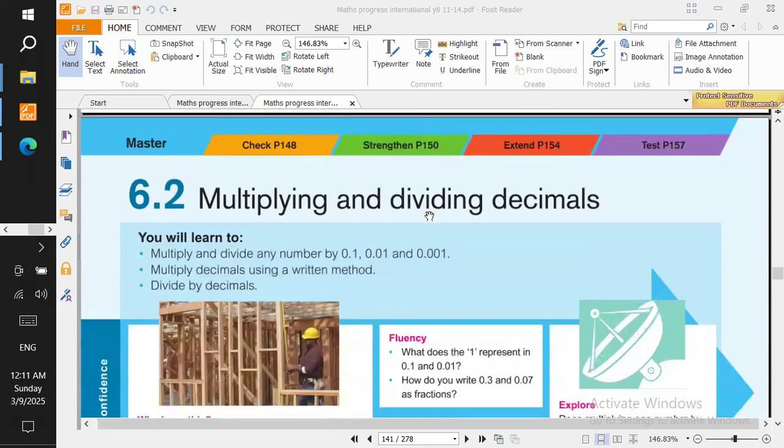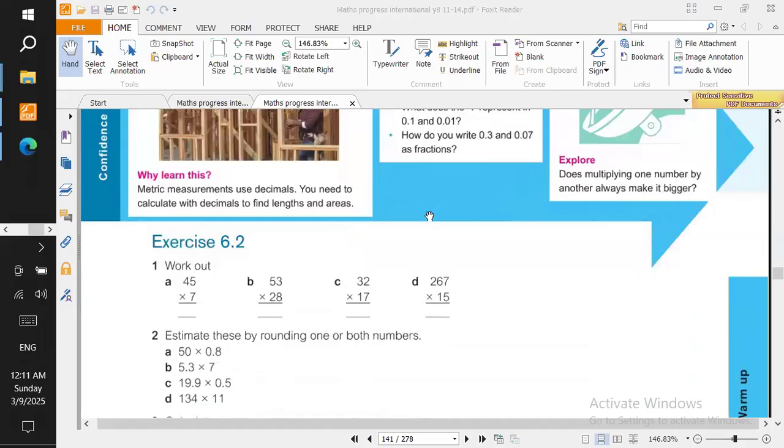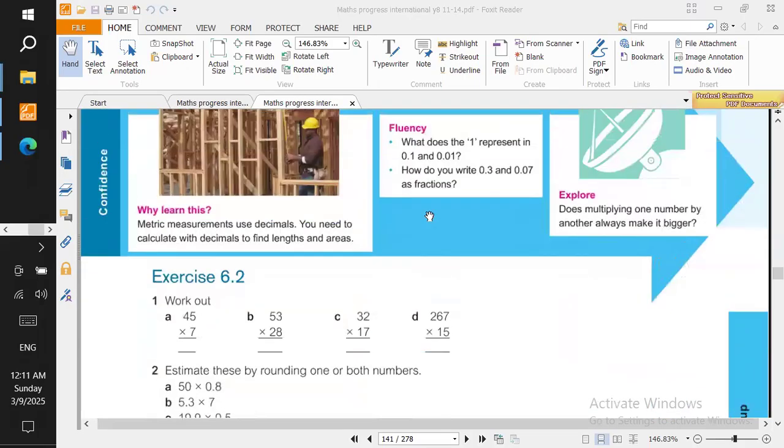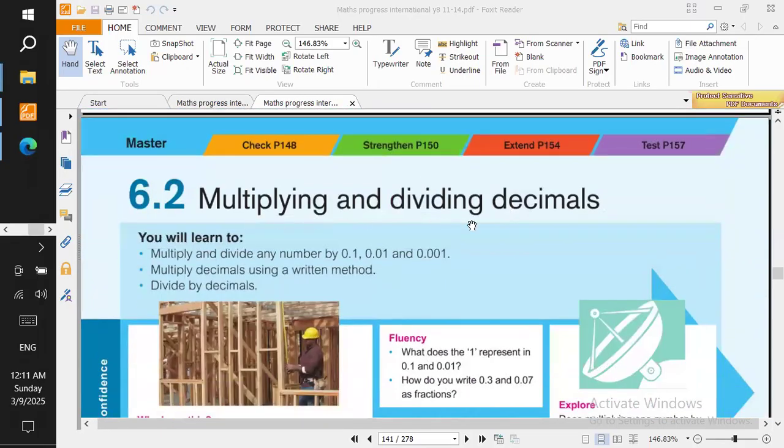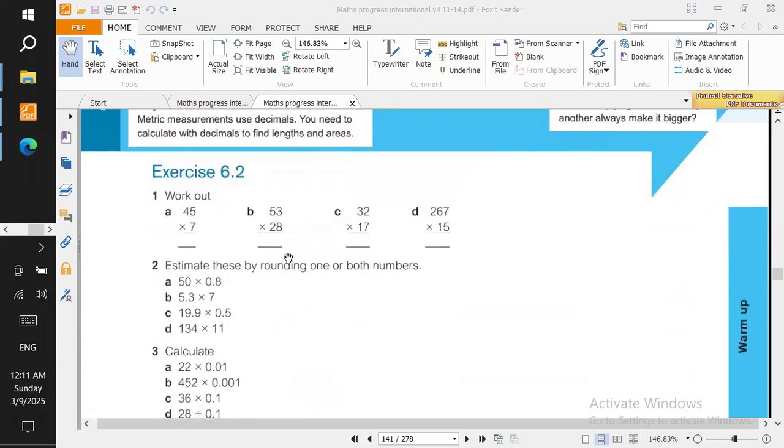This lesson is like that. Now multiplying and dividing decimals. Here, as we said, you can use calculators to answer these questions, so we don't have to talk about them. Here you can work it out with a calculator, okay?